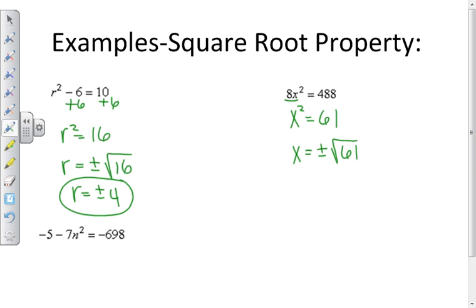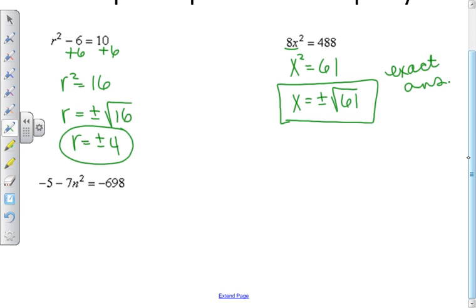Use our skills from last section. Can the square root of 61 be simplified? There are no perfect square factors, and so that is your exact answer. There's no need to go out to a decimal or use your calculator. Just leave it as a reduced radical.